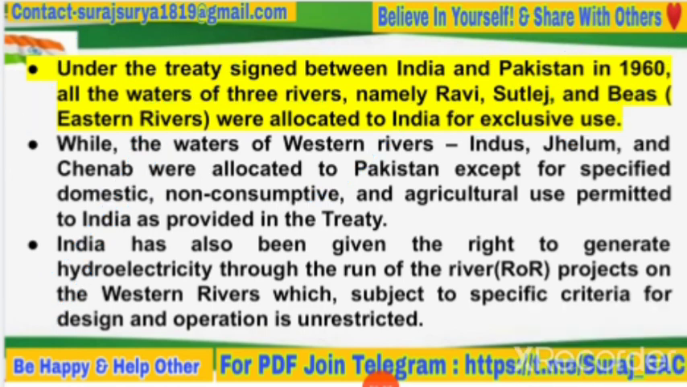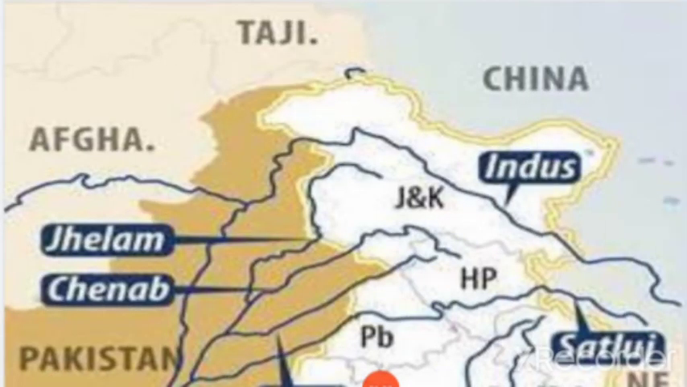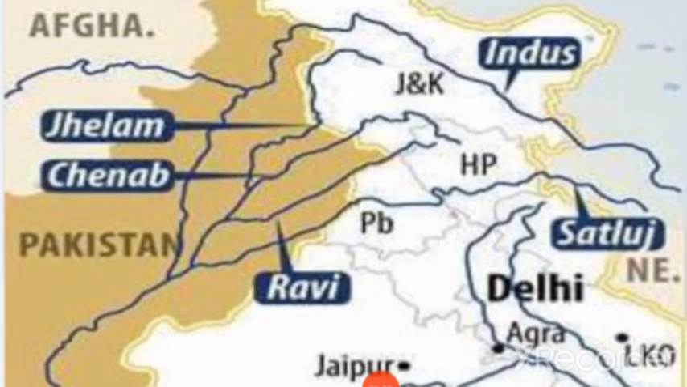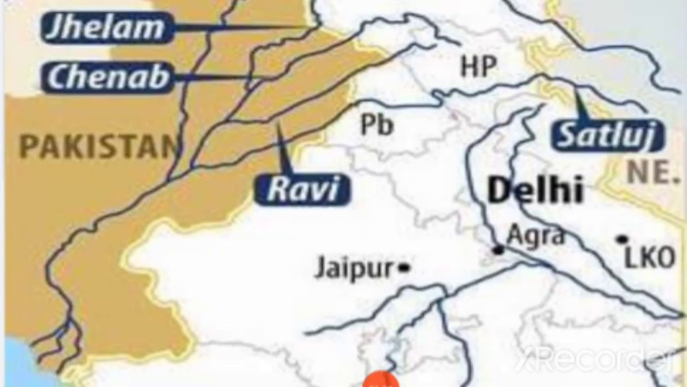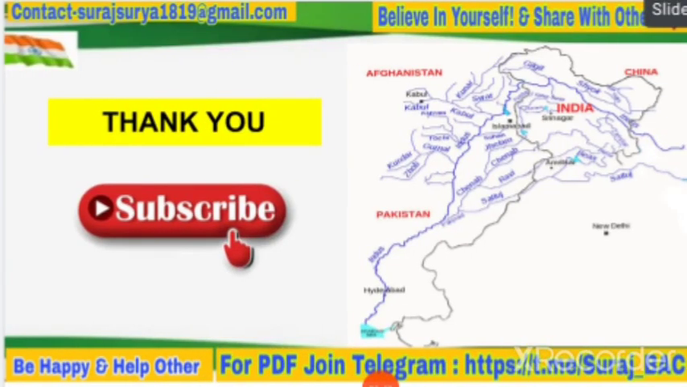So these were the important points regarding the Indus river system, the Himalayan river system. Just like today's lecture, we shall be covering the important river systems, that is the Ganga river system and the Brahmaputra river system. Slowly we will try to cover all the important rivers of India.